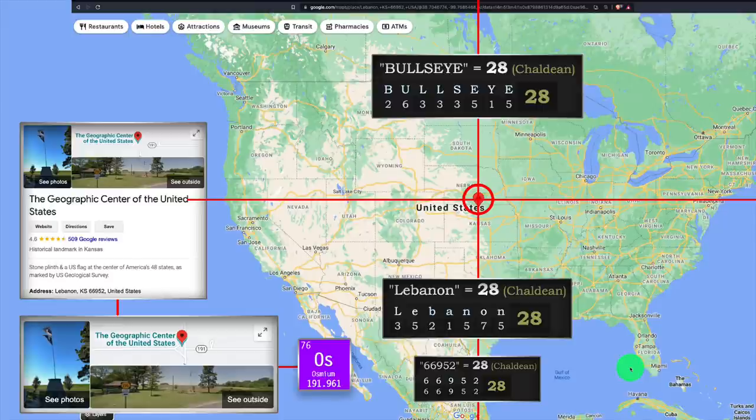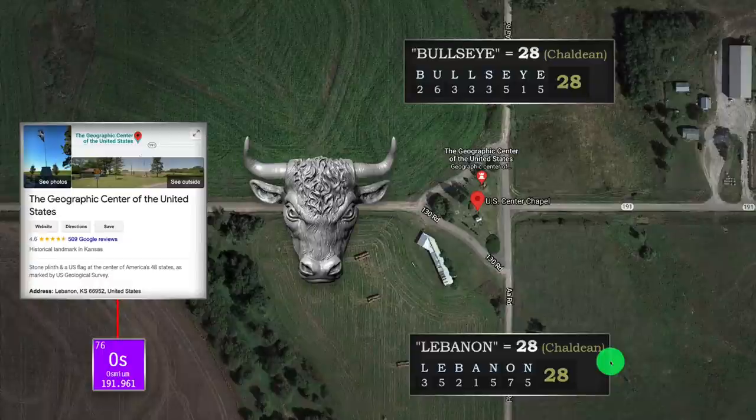And it's off Route 191, and osmium has an atomic weight of 191.961. I mean, are you kidding me? You see how the Wizard of Oz is tied to the periodic table? Make no mistake about it. And there's the bullseye. So I went on to get some further confirmations of what I'm showing you.